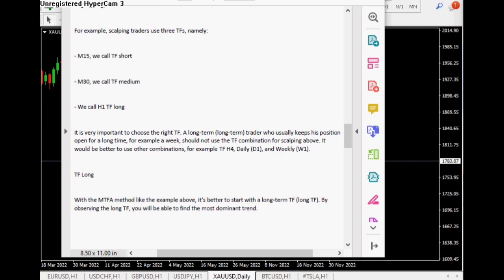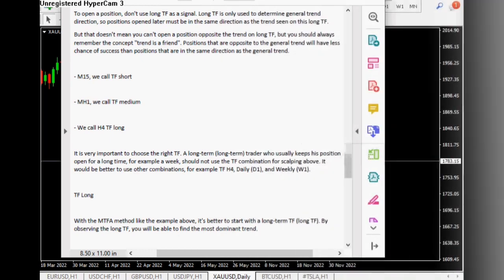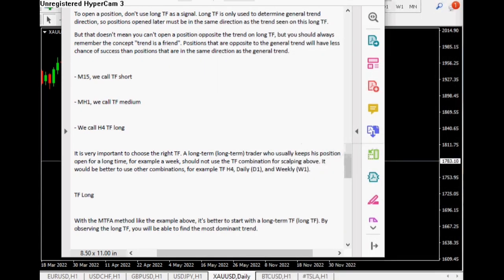TF long with the MTFA method like the example above. It's better to start with a long-term TF, long TF. By observing the long TF, you will be able to find the most dominant trend. To open a position, don't use long TF as a signal. Long TF is only used to determine general trend direction, so positions opened later must be in the same direction as the trend seen on this long TF.